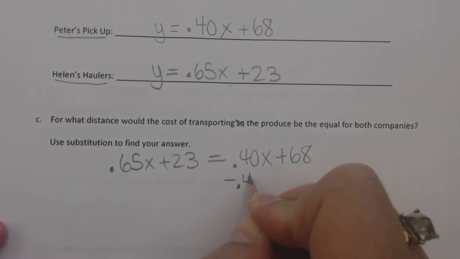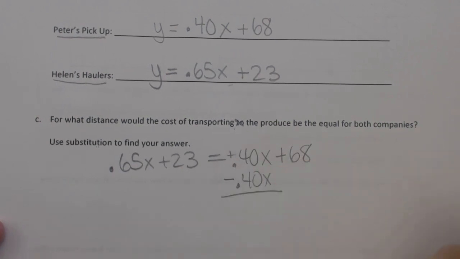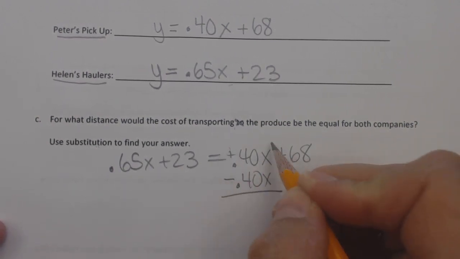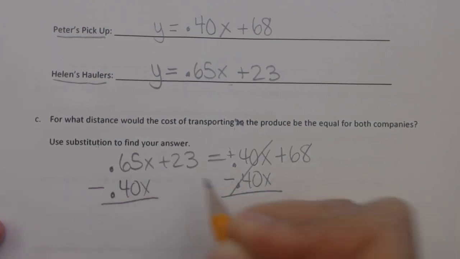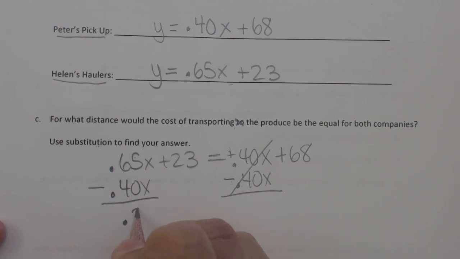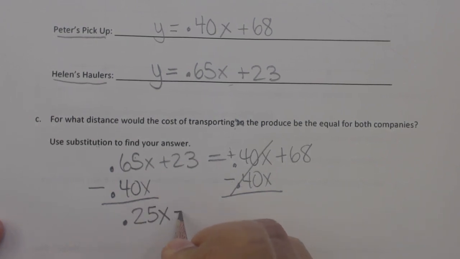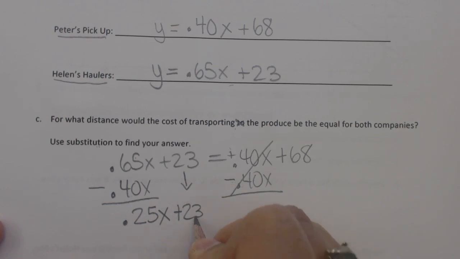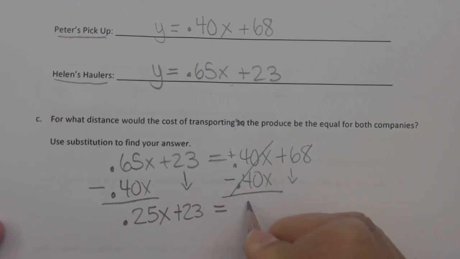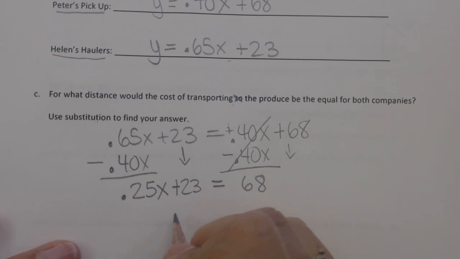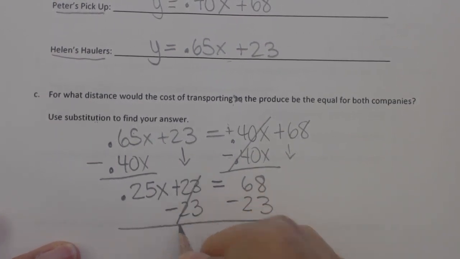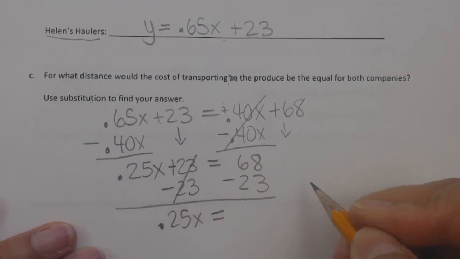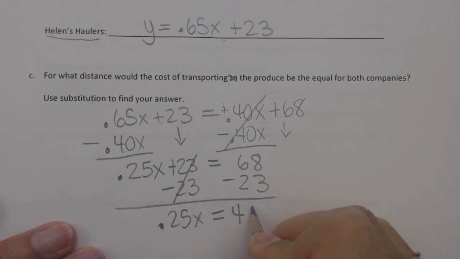Now our skill of solving for x starts. I'm first going to move over the x term, and by subtracting, this was originally a positive, so remember I need to do the inverse here. So I'm going to minus 0.40x from both sides. 0.65 minus 0.40 is 0.25x. Bring down my positive 23, bring down my equal sign, and bring down my 68. Now I'm going to subtract 23 from both sides, because again, inverse. Bring down my 0.25x, bring down my equal sign. 68 minus 23 is going to give us 45.